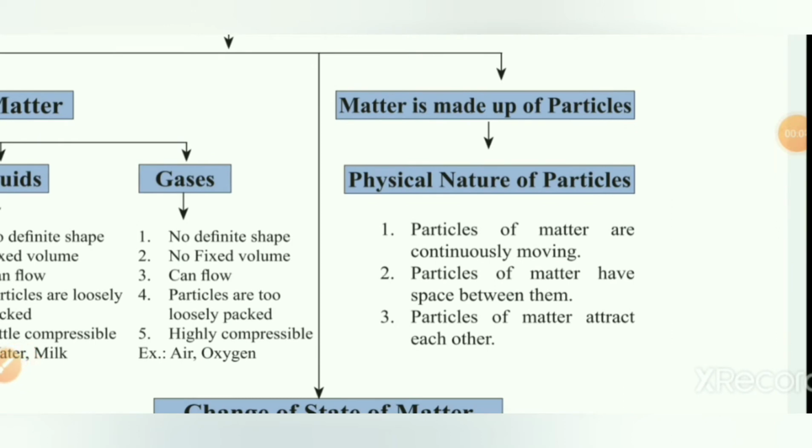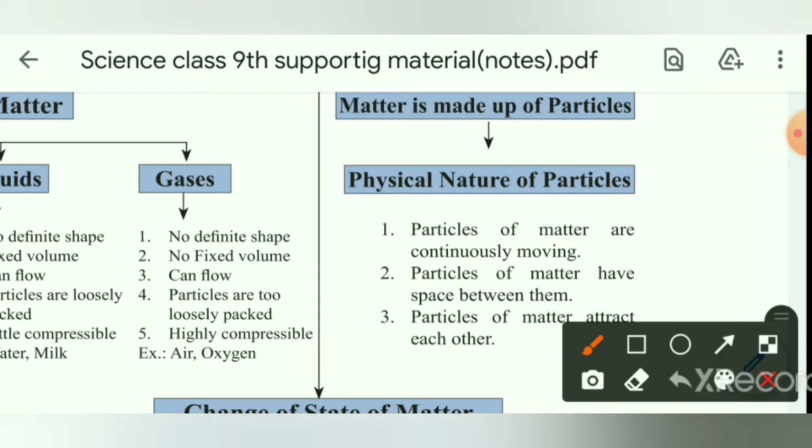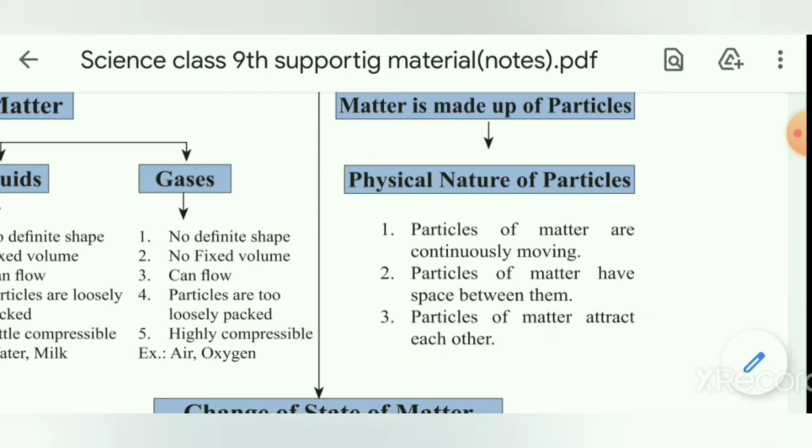Matter is made up of particles. What are the physical natures of particles? First, particles of matter are continuously moving. Then, particles of matter have space between them. The particles of matter attract each other. These are the three physical natures of particles.